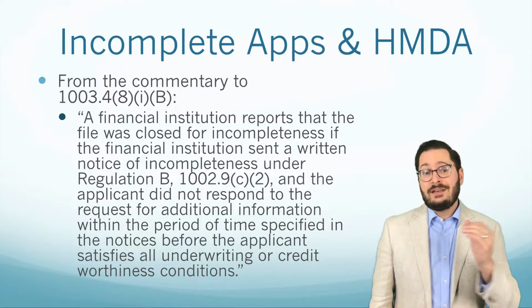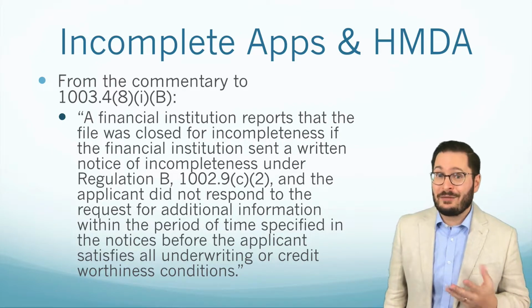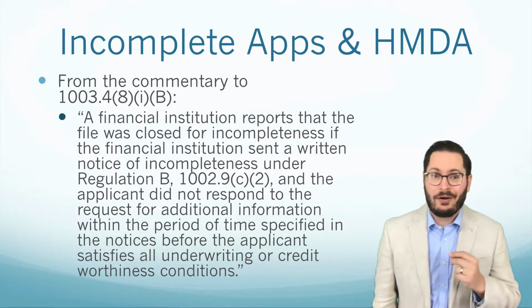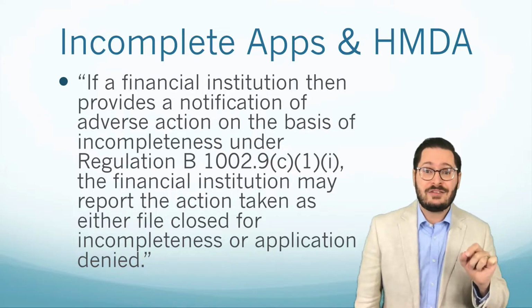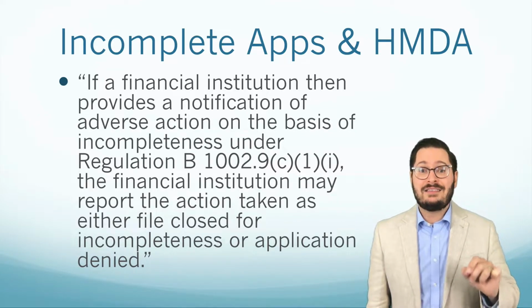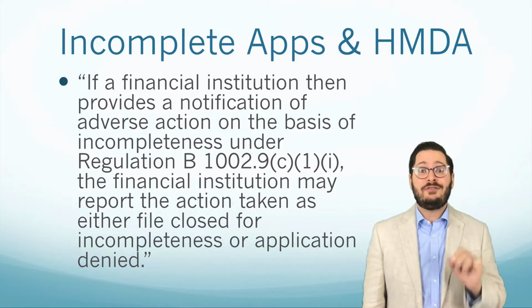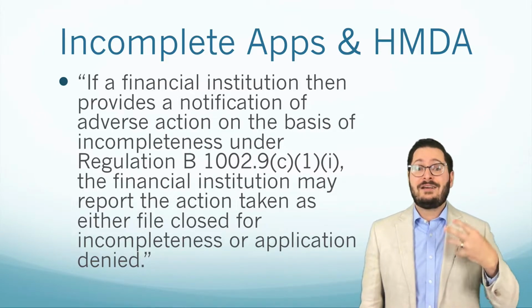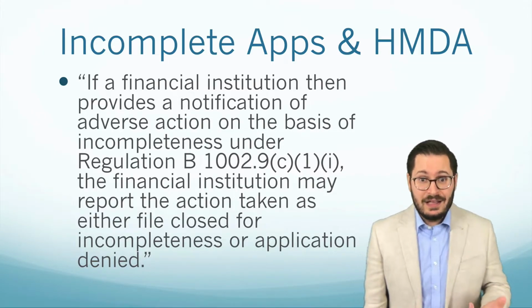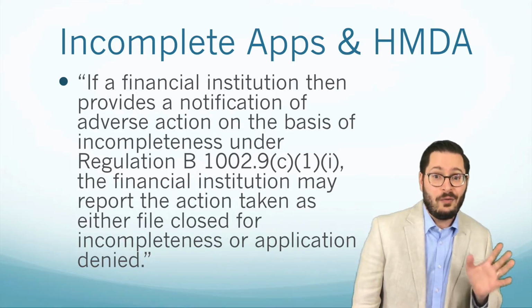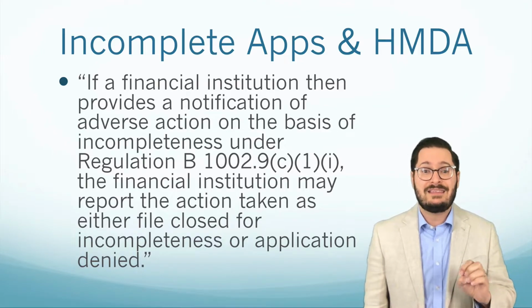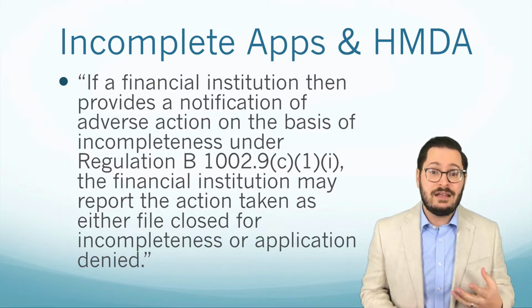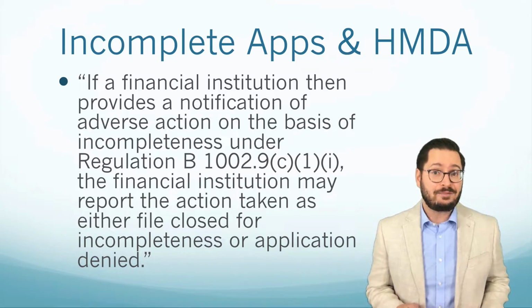Now let's move on because this commentary actually expands a little bit. There's more to it. There's a couple more parts. I think it's two more. So the next part says if a financial institution then provides a notification of adverse action on the basis of incompleteness under Regulation B, 1002.9(c)(1), the financial institution may report the action taken as either closed for incompleteness or application denied.